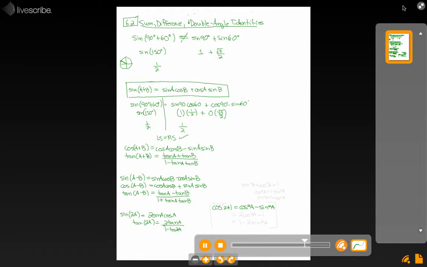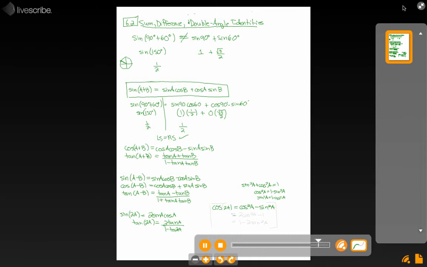all of which you could have gotten by just saying a plus a in the sum identities up above. Also, if you look at the cosine 2a identity on your formula sheet, you actually have three different forms of it. They've basically used the fact that we know that sine squared plus cos squared equals 1 to replace cos squared with 1 minus sine squared in one case, and sine squared with 1 minus cos squared in the other case.